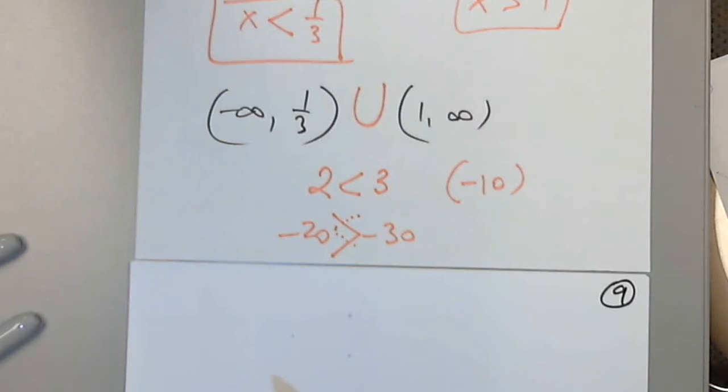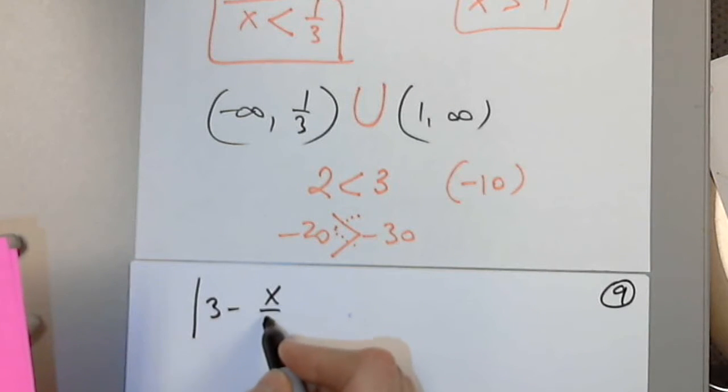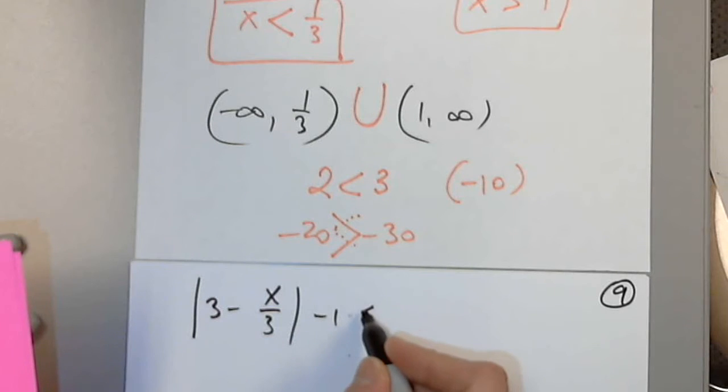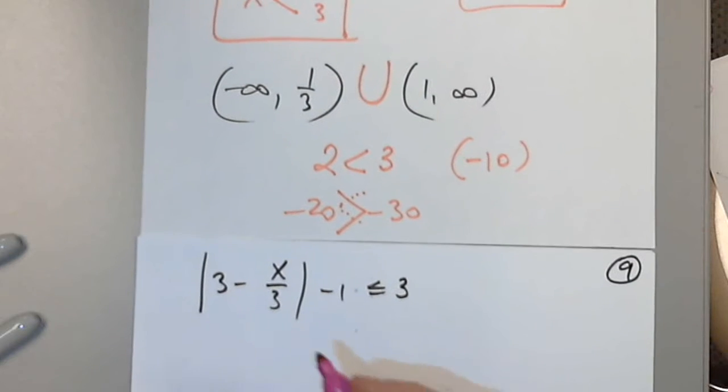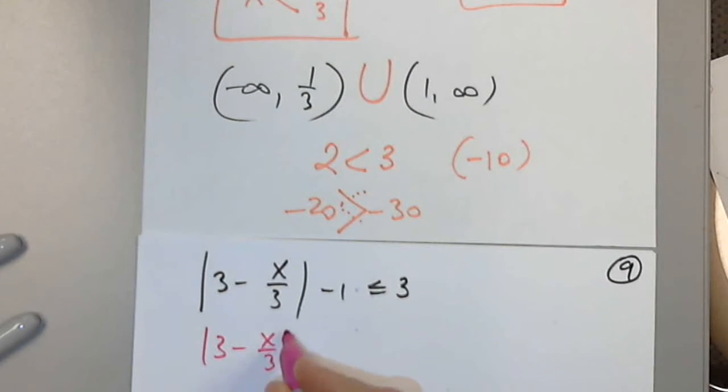Okay, the other one, the absolute value of 3 minus x over 3 minus 1 less than or equal to 3. What will be the first step? Say it again. So I add 1, right? Okay. The absolute value of 3 minus x over 3 less than or equal to 4. Now what? I can't touch it. I only have to think at this point.